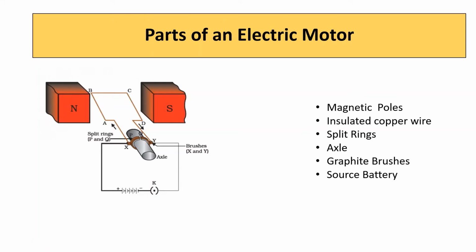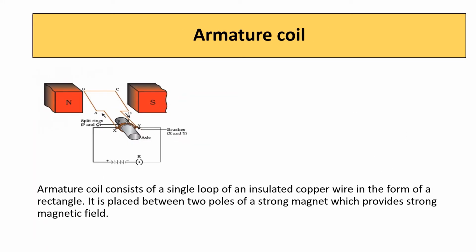Magnetic poles, the north pole and south pole of the magnet. Insulated copper wire marked as ABCD, rectangular shaped insulated copper wire. Split rings P and Q. Brushes X and Y attached to the split rings, and this is the axle, and this is the battery which provides the supply.